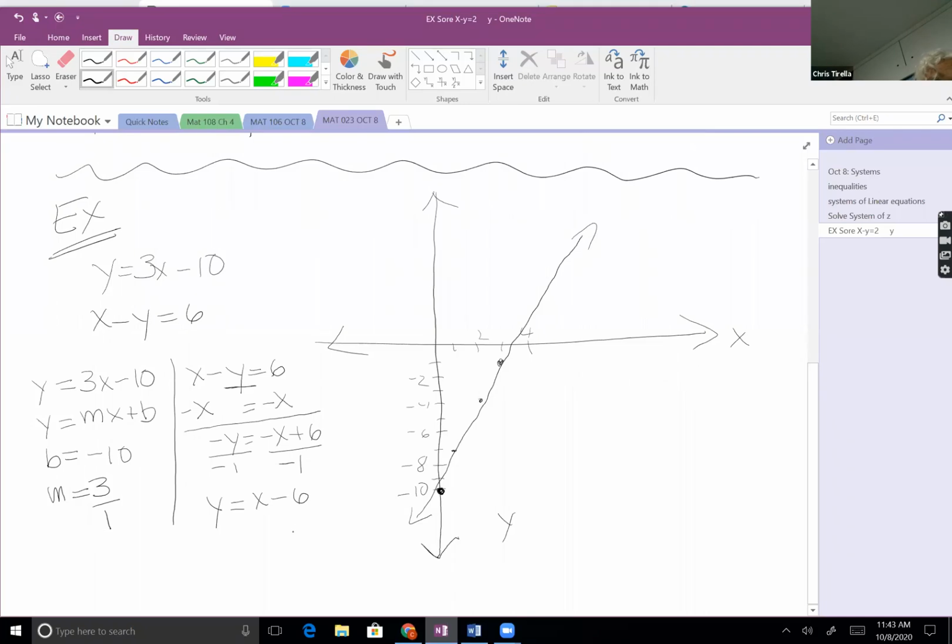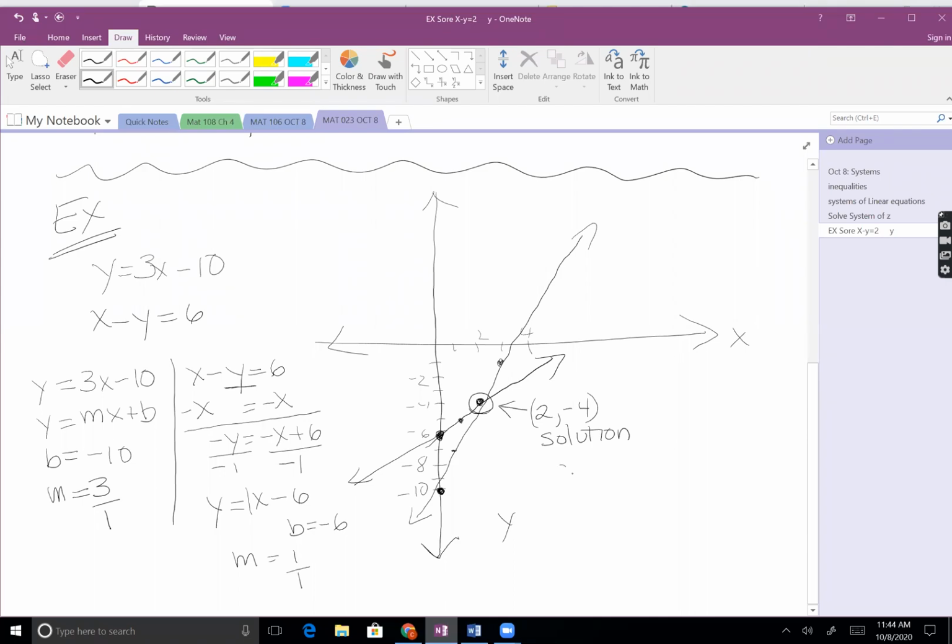So here, b is negative 6, and I begin at negative 6 on the y line. M is positive 1. I'll think of that as 1 over 1. So from here, I'll go up 1 over 1, up 1 over 1, and I've got my point of intersection. And so my intersection is the point 2, negative 4. And so that would be my solution.